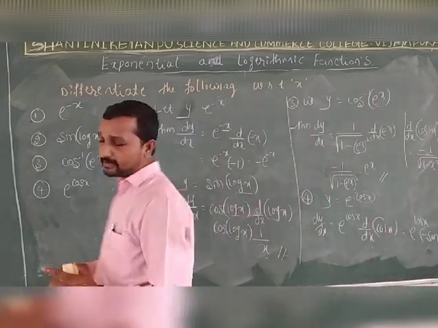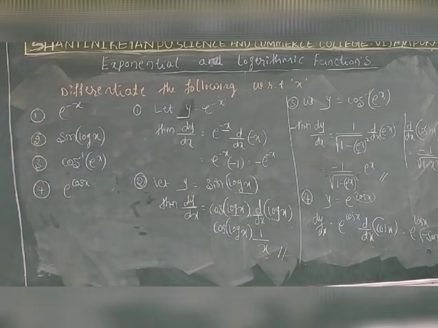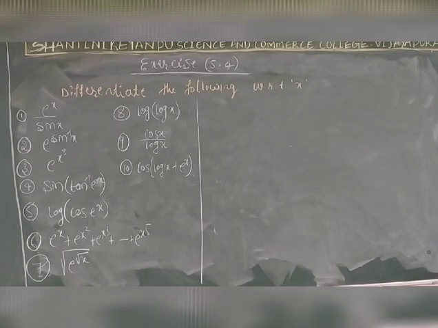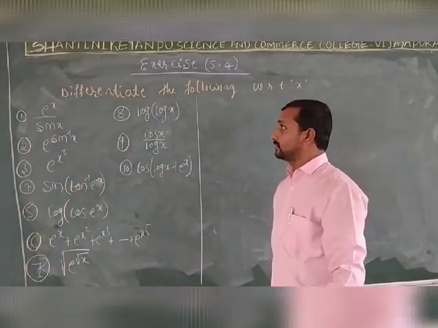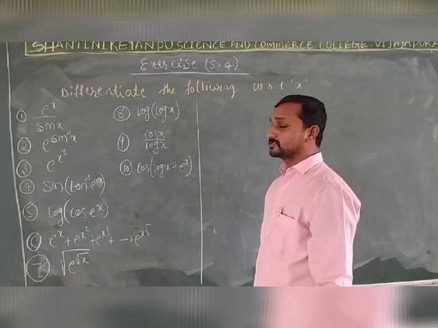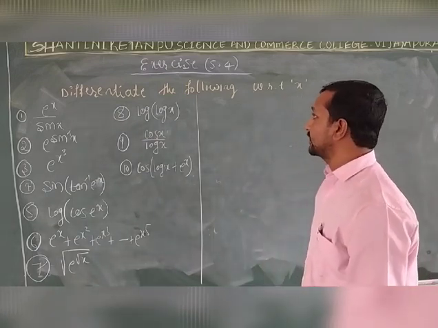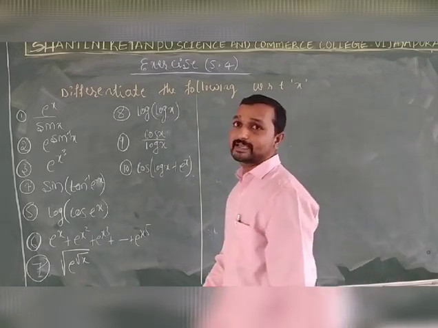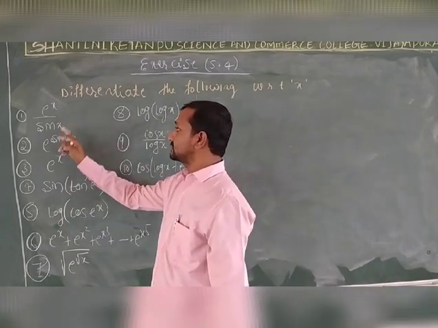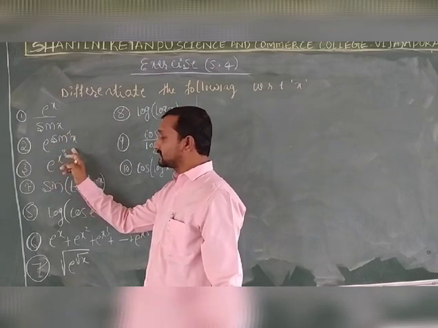Write this down, for example. If you have any doubt, ask me. Okay, write it first. So students, this is exercise 5.4 based on the concept of exponential function as well as logarithmic function. Here, differentiate the following functions with respect to x. The first example is e raised to x by sin x, e raised to sin inverse of x. So e raised to x cubed.